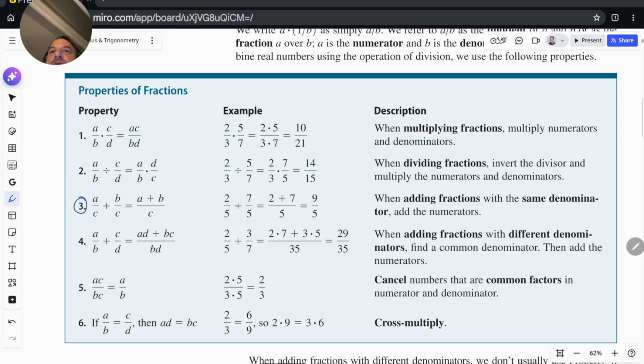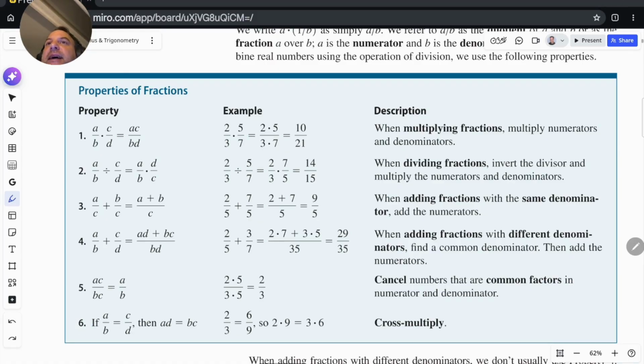Number 3, when adding fractions with the same denominator, add the numerators and simply keep that denominator. Number 4, when denominators are different, we find a common denominator, ideally the least common denominator. Then we can add those numerators, as in our example here. Number 5, cancel common factors in numerator and denominator, as shown here. And then number 6, cross multiplication. A proportion means the cross products are equal.